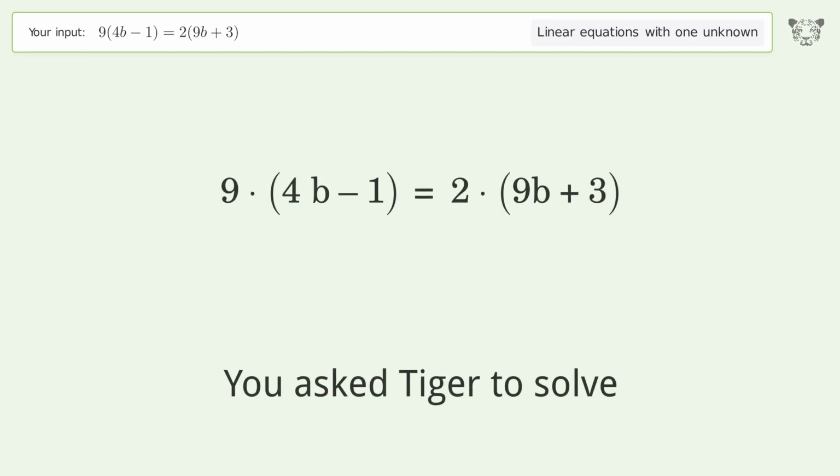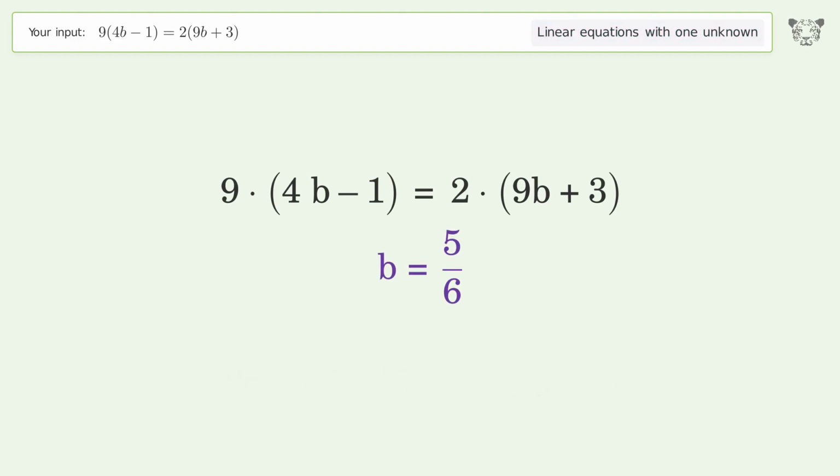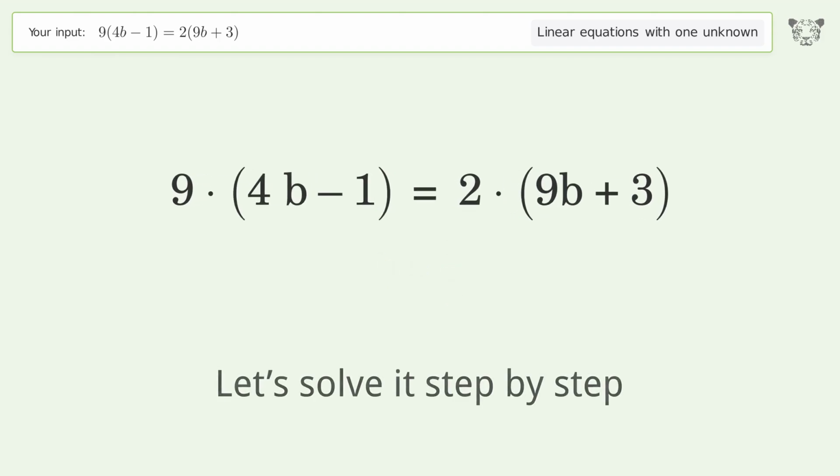You ask Tiger to solve. This deals with linear equations with one unknown. The final result is b equals 5/6. Let's solve it step by step.